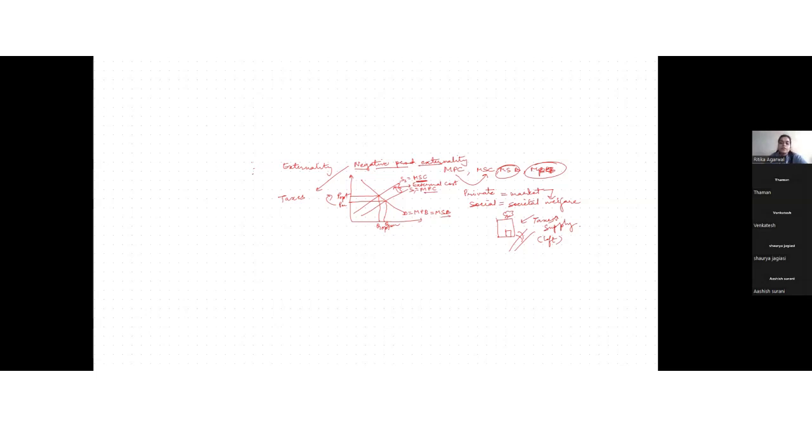The difference between S1 and S2 will be the external cost. Now, if you drag PM till the point of S2, that is the difference between S1 and S2. Could you tell me what is the welfare loss?